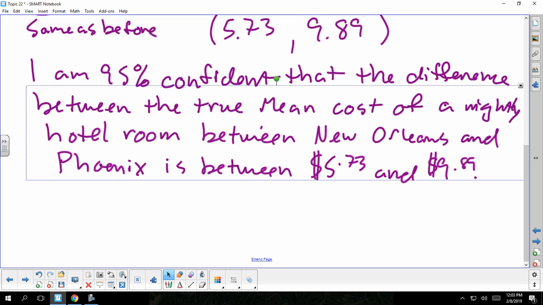New Orleans, the true mean cost of a hotel room in New Orleans is between $5.73 and $9.89 higher than the true mean cost of a hotel room in Phoenix. Now we'll get going on the classwork.